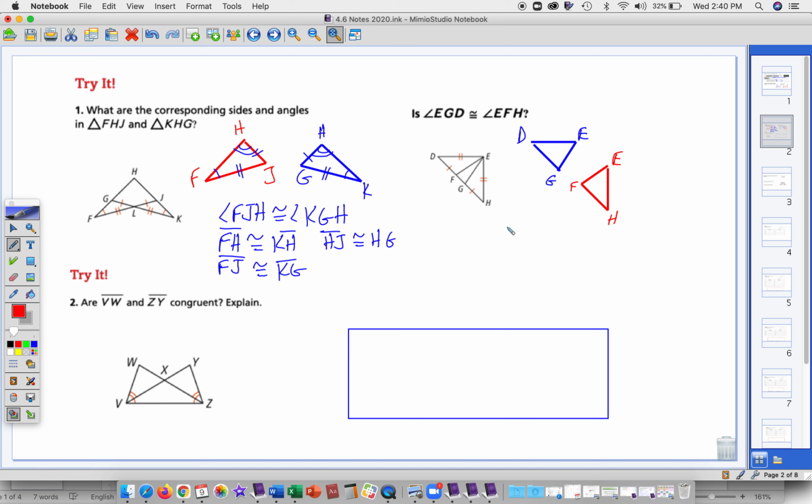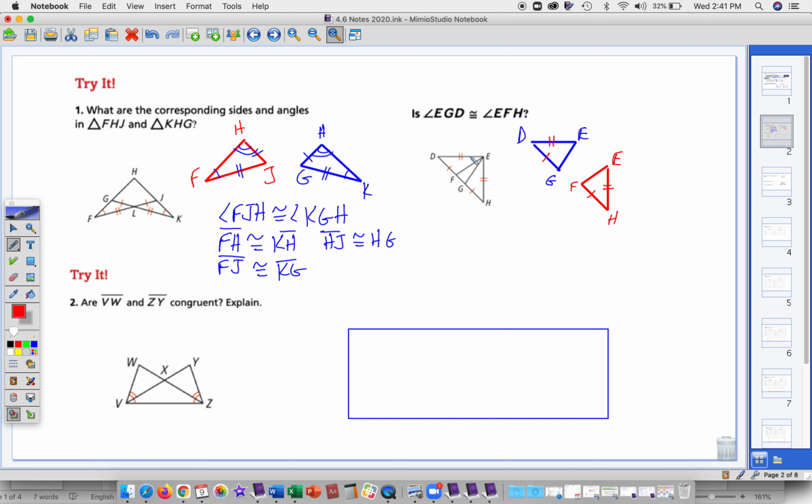We're given that DE is congruent to EH. We're given that DF is congruent to HG, which again, by the same idea we used over here, if I add FG, which is congruent to itself, to both of these congruent parts, that tells me that DG, I'm just going to use a single marking here on this diagram, is congruent to HF.